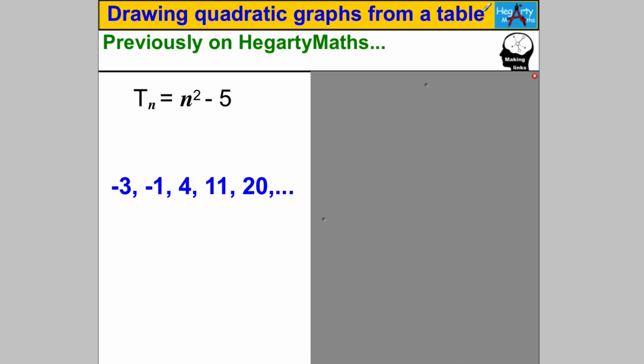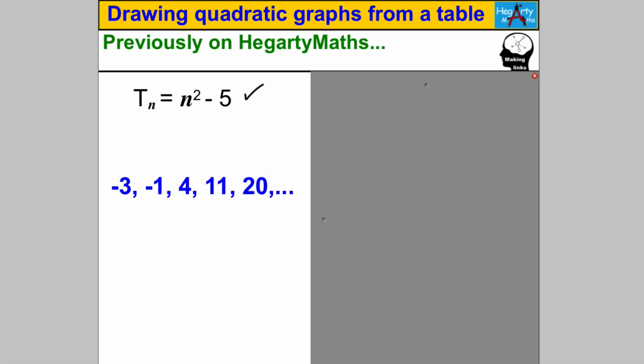Now, a little brief introduction about what we're doing. Remember when we talked about quadratic sequences? And let's say the nth term of a quadratic sequence was n squared subtract 5. And that generated for you the following sequence: -3, -1, 4, 11, and 20.